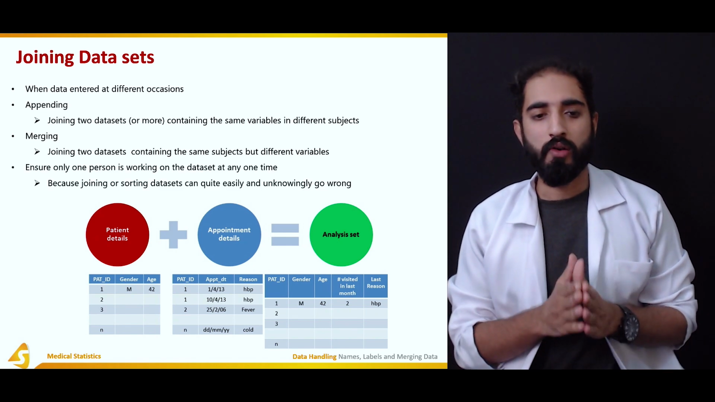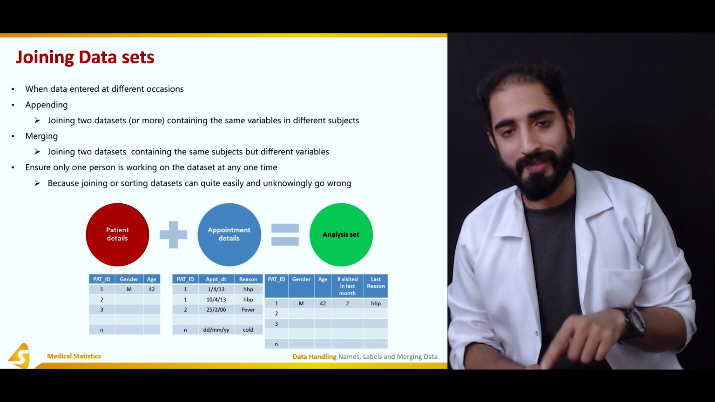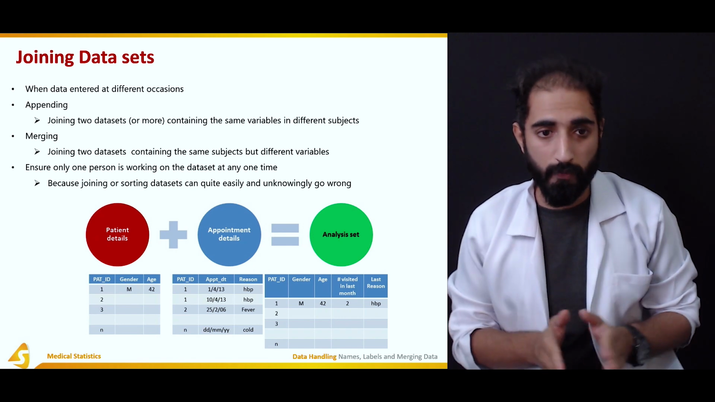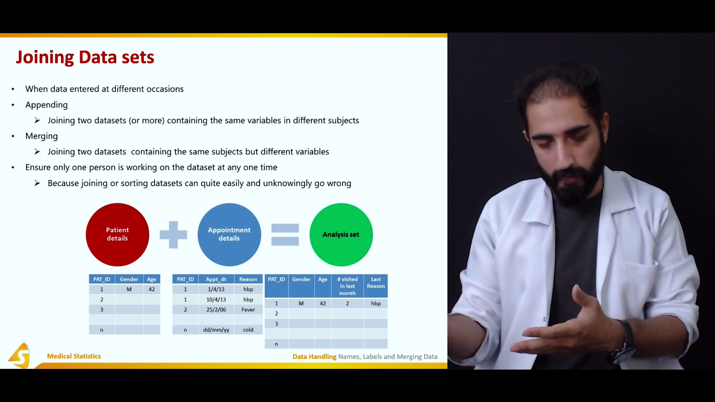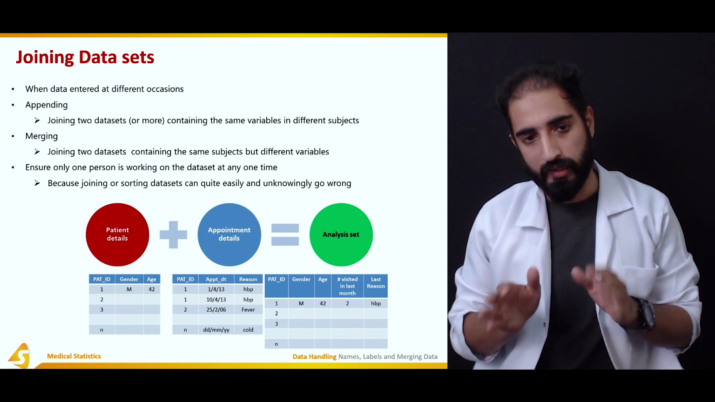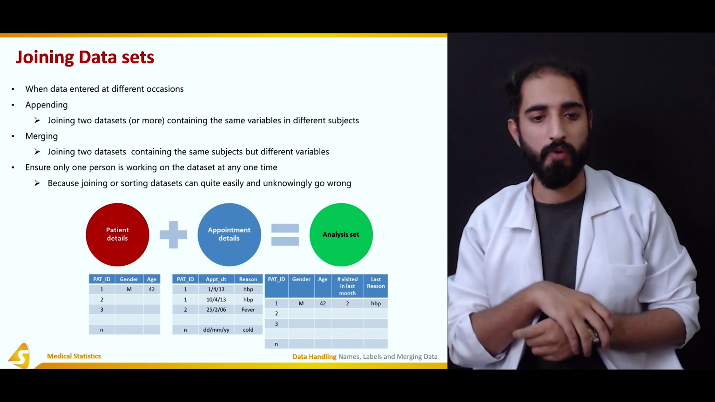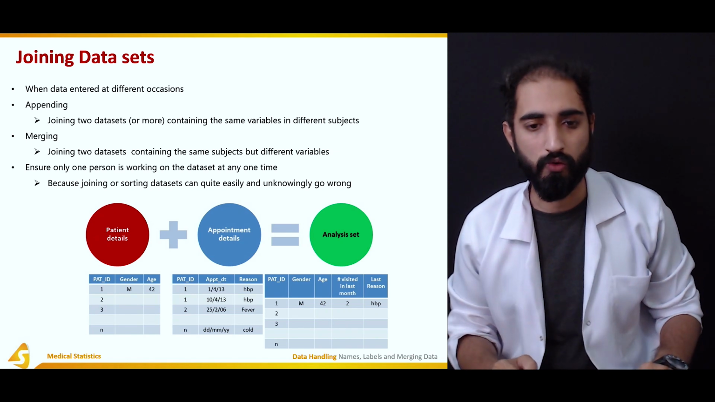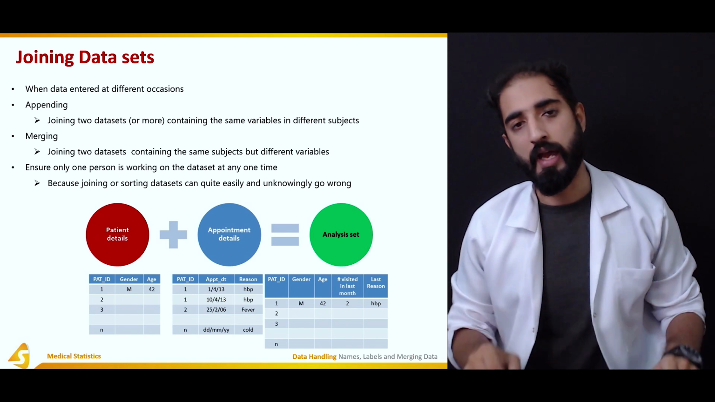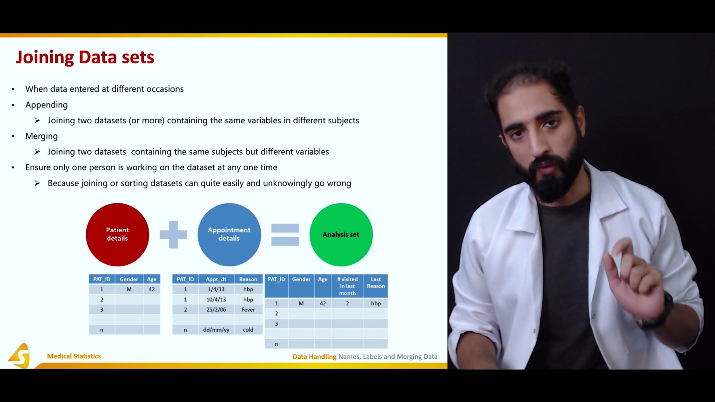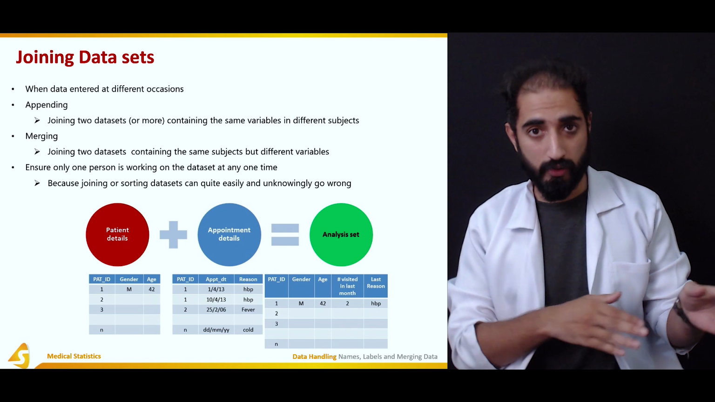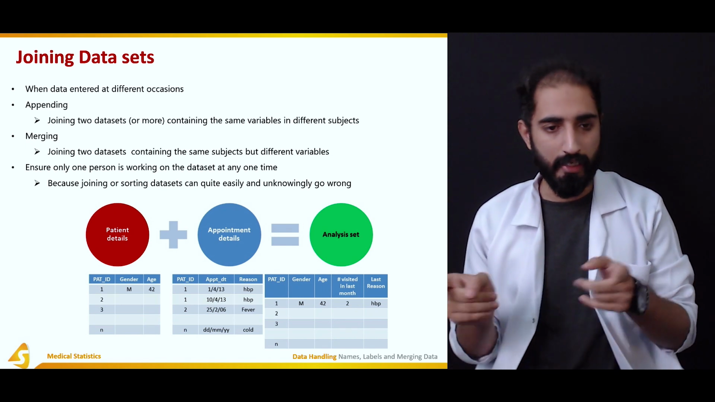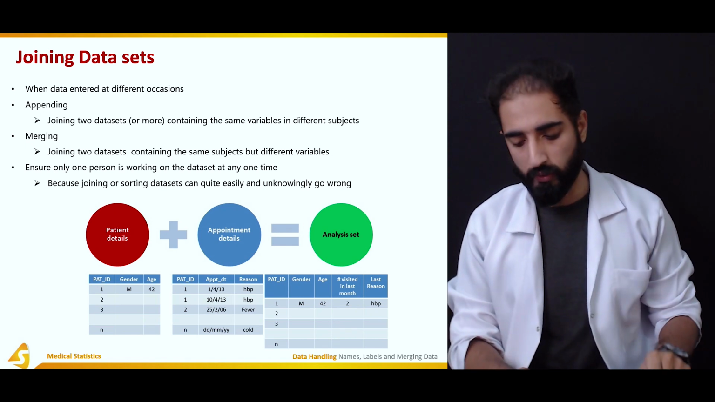Now, always ensure that only one person is working on the data set at one time. There is only one person who is doing the appending and merging. There can be different people who are collecting the data, but appending and merging should be done by the same person, because joining or sorting data sets can quite easily and unknowingly go wrong. So it is very important that only one person should be doing it. People can do the data entry separately, but merging and appending should be done by the same person.